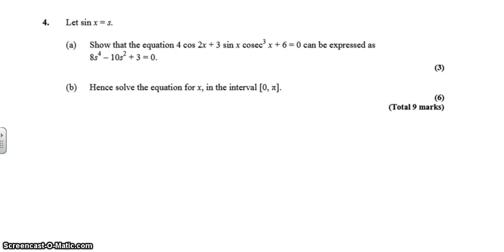Question 4. Let sin x equal s. Show the equation 4 cos 2x plus 3 sin x cosec cubed x plus 6 equals 0 can be expressed as 8s to the power 4 minus 10s squared plus 3 equals 0. Sometimes we do have problems when we're using the IB question bank, and there's a mistake. There should be a minus 3 sin x cosec cubed x.